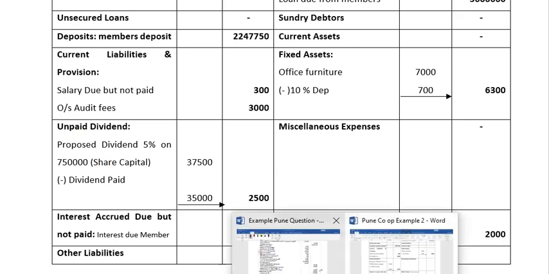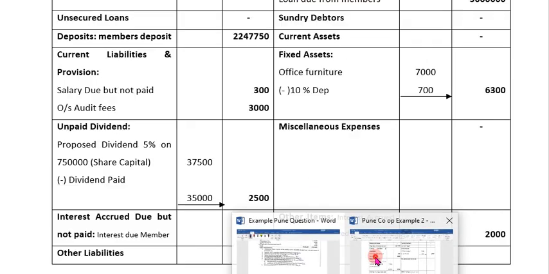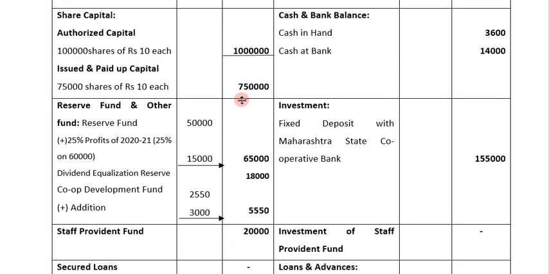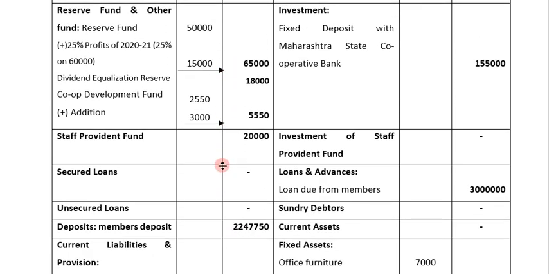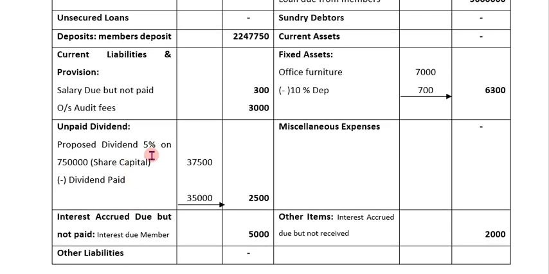Now what is the adjustment on dividend? That is directors propose 5% dividend on share capital. So share capital amount is how much? 7,50,000. So on 7,50,000 there is 5% dividend directors have proposed. So proposed dividend 5% on 7,50,000, that is share capital. So on 7,50,000, 5% is 37,500.